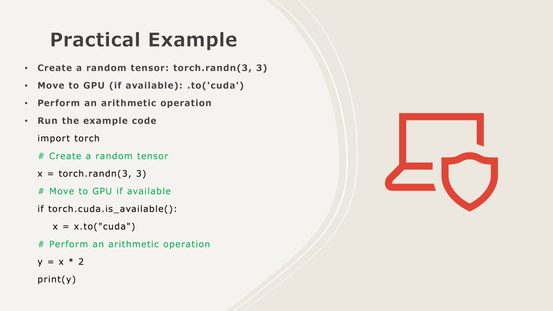Then we check if a GPU is available by calling torch.cuda.is_available(). If PyTorch detects a graphics processor, we move the tensor to the GPU using the .to command with cuda. Otherwise, it simply stays on the CPU. After that, we perform a basic arithmetic operation, multiplying the tensor by 2. This demonstrates how PyTorch can handle mathematical operations seamlessly on whichever device the tensor lives. Finally, we print the result to verify that the computation worked. This short example shows how easy it is to create, move, and manipulate tensors in PyTorch, whether you're running on a laptop CPU or a powerful GPU.